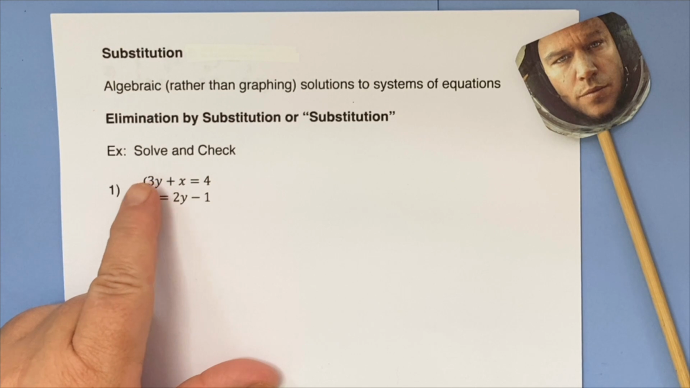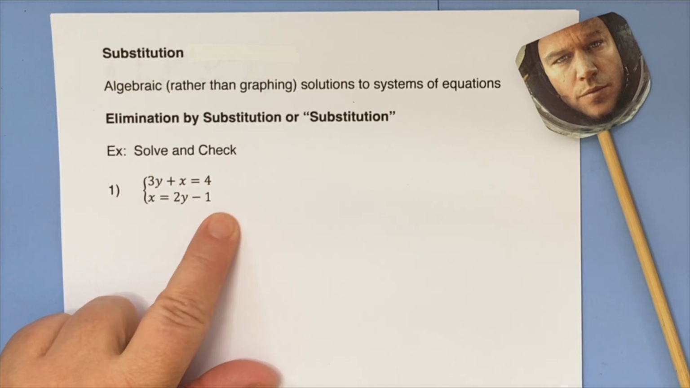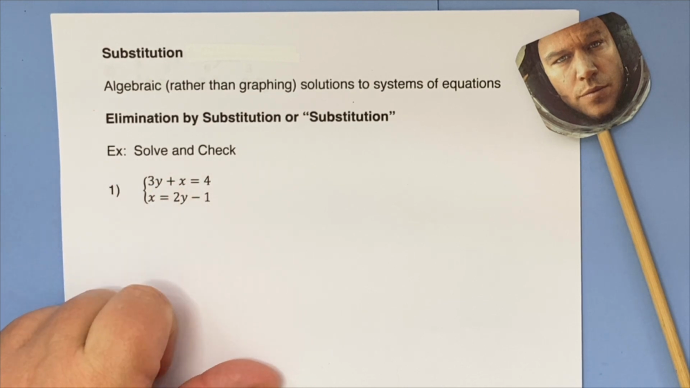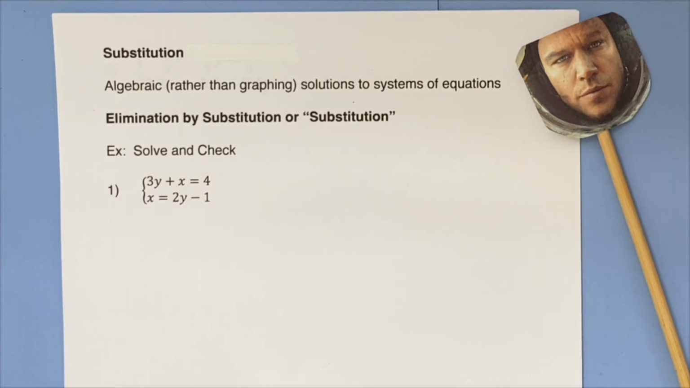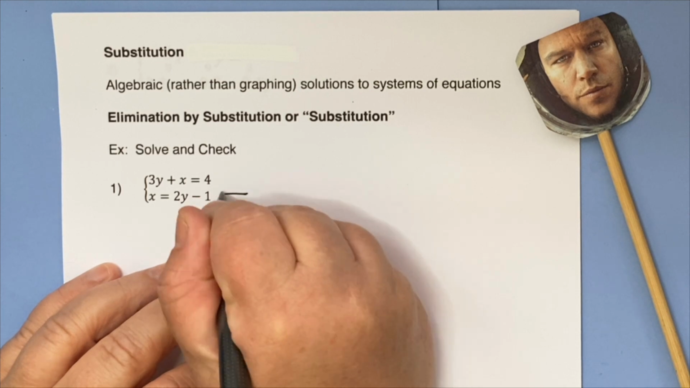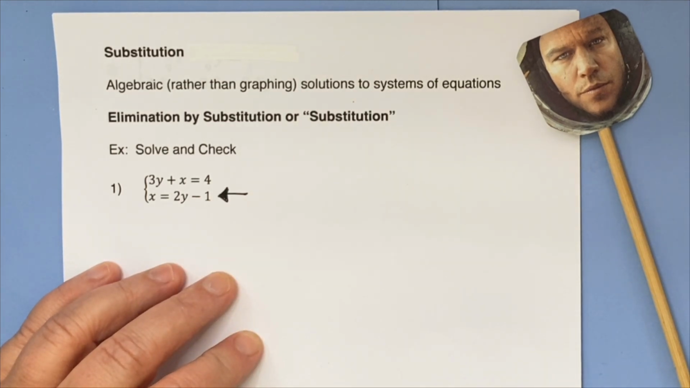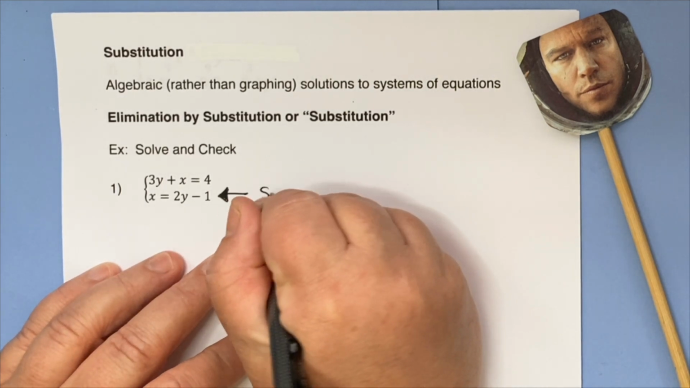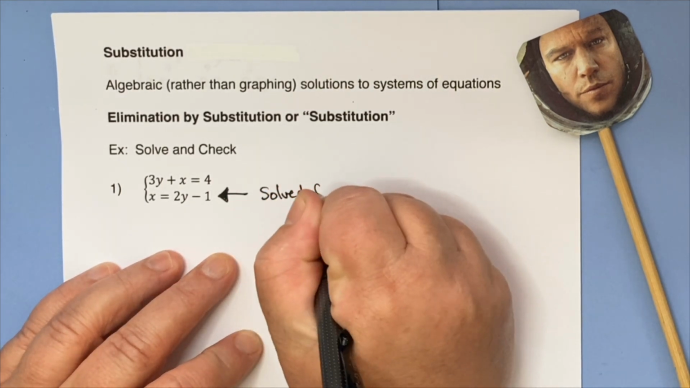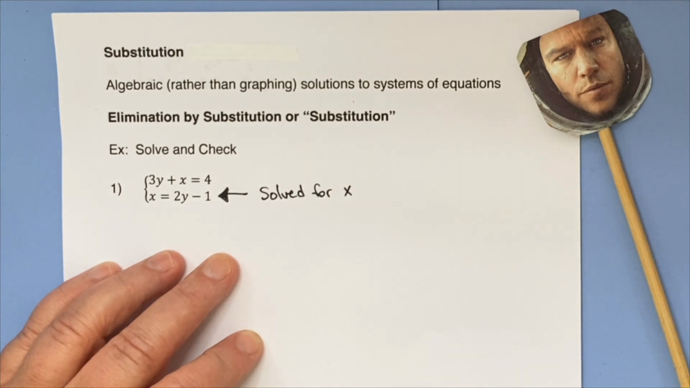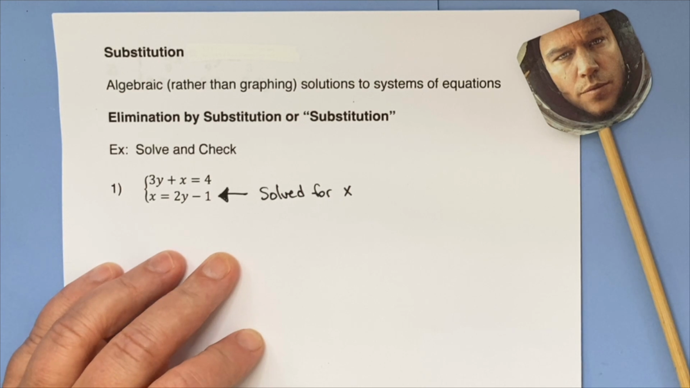So I've got two equations. They're both linear equations. And right off the bat, you'll see that they are written in funny forms. Neither one is written in y equals mx plus b or slope-intercept form. And that's okay. Notice that the second equation is written in terms of x. This is solved for x, right? So we've got an x equals. That is an excellent place to start if you're going to be using substitution.